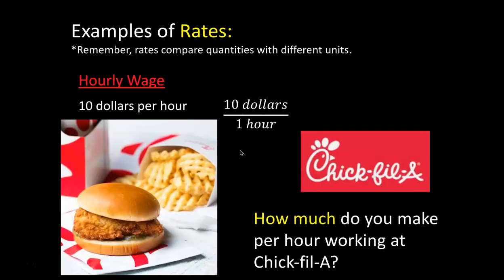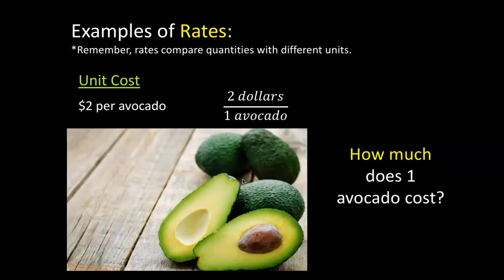Next example. In this example, our rate is an hourly wage. How much do you make per hour working at Chick-fil-A? $10 per hour, or $10 per 1 hour. We're comparing two quantities, and they have different units, dollars and hours.